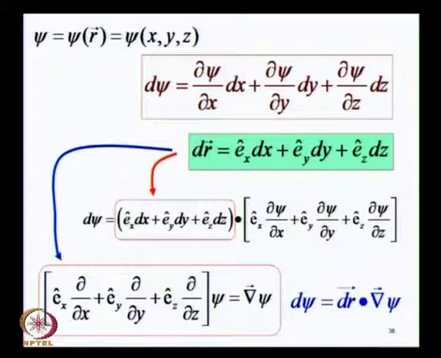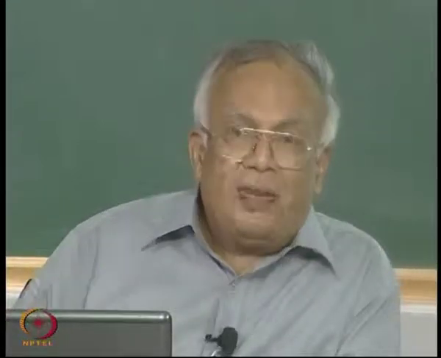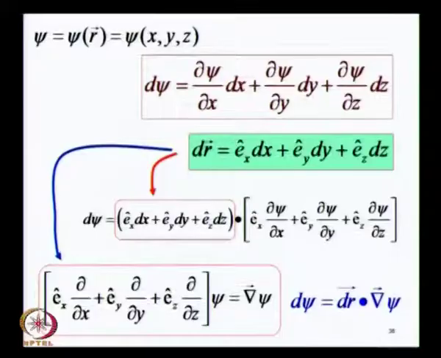So, this result must hold good in every coordinate system, and if you just remember this, you are not going to have to learn by heart how to write the expression of gradient in spherical polar coordinate system, for example. I do not want you to remember that. What I need you to remember is that this expression for d psi is independent of any coordinate system, and therefore, you can determine what grad psi must be in any coordinate system, so that dr dot del psi turns out to be d psi.